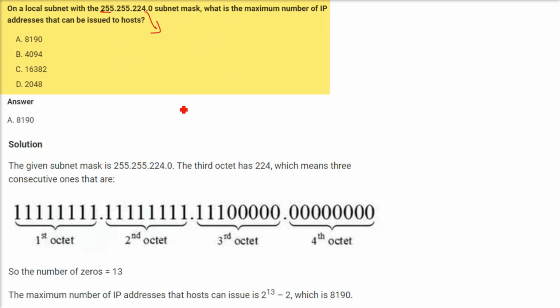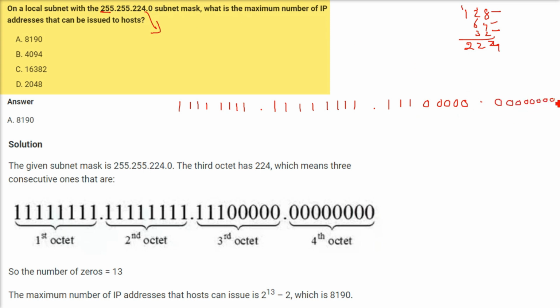255 is what? 11111111, 8 times. Second one, 255, 11111111. Third one, 224, if you remember, 128 plus 64 plus 32. So 11100000. If you add this, you'll get 224. Why am I telling you about this 128, 64, 32? Because from the left, these are the 3 bits which need to be on to make it 224. And then we have 3 ones and 5 zeros. And the last one is 8 zeros.